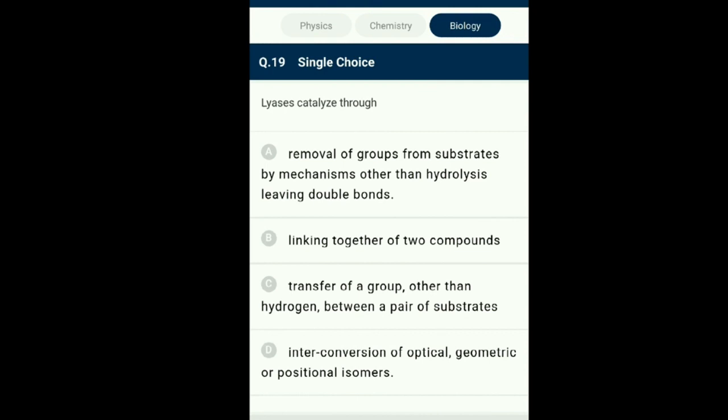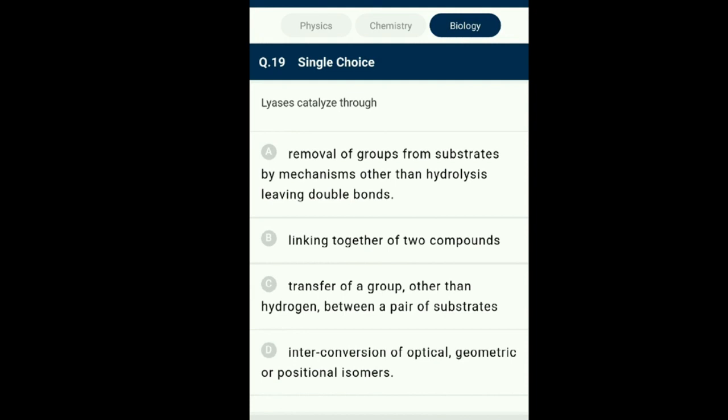Enzymes are proteins that catalyze biological reactions. These enzymes are grouped or categorized as per the reaction mechanism. They are divided into 6 classes. First one is oxidoreductase or dehydrogenase, which catalyze oxidoreduction reactions. Second type, transferase, catalyzing transfer of functional group.